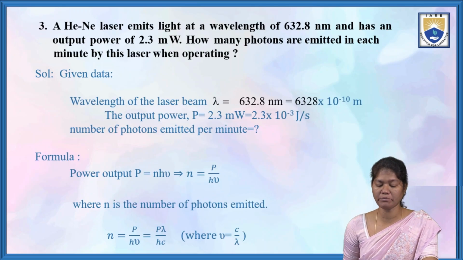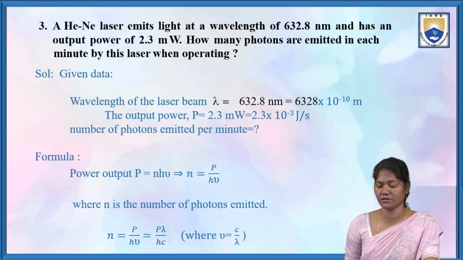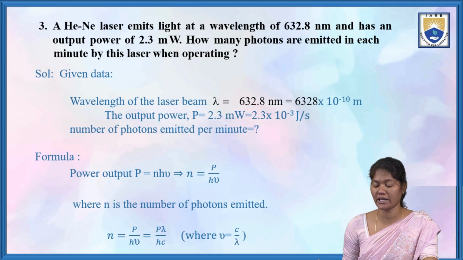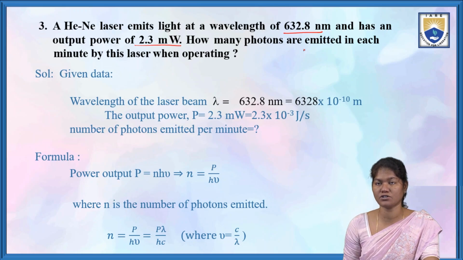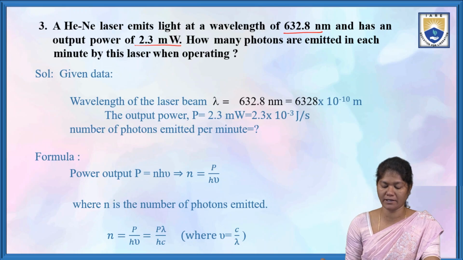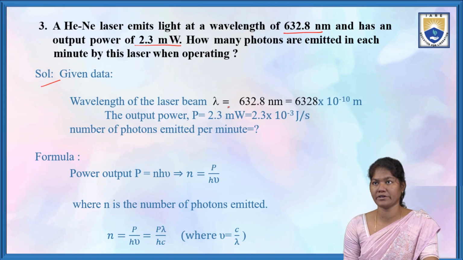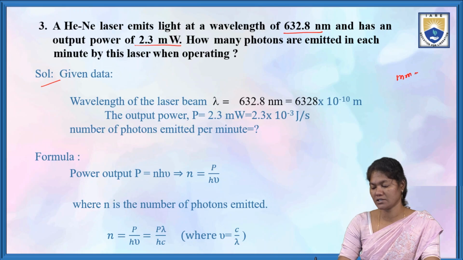Next one: a helium neon laser emits light at a wavelength of 632.8 nanometers and has an output power of 2.3 milliwatts. How many photons are emitted in each minute by this laser when operated? So the given data is the wavelength of the laser beam, lambda, which is equal to 632.8 nanometers. So 1 nanometer is equal to 10 power minus 9 meters.